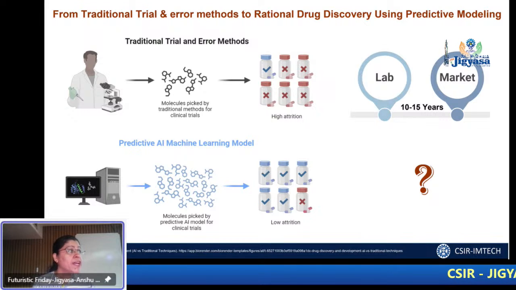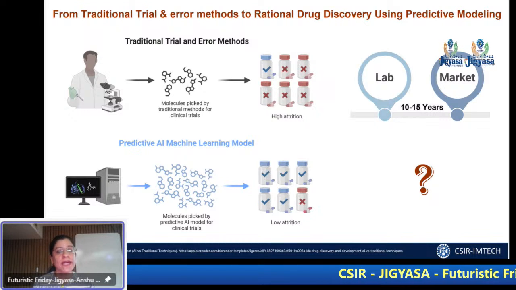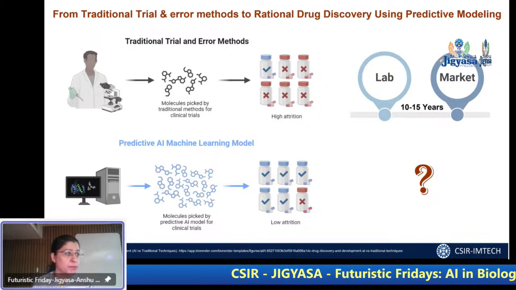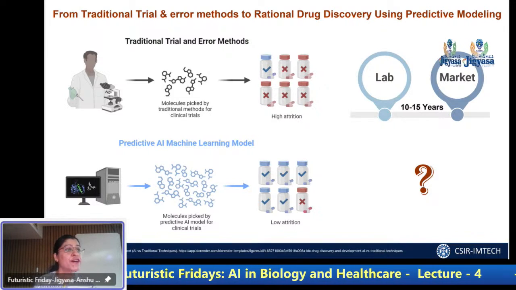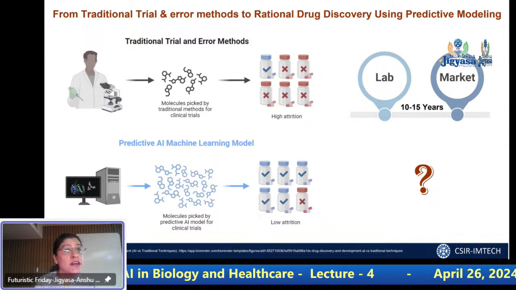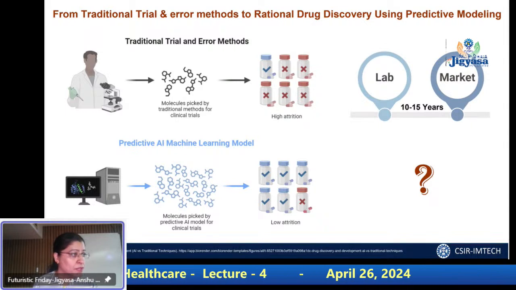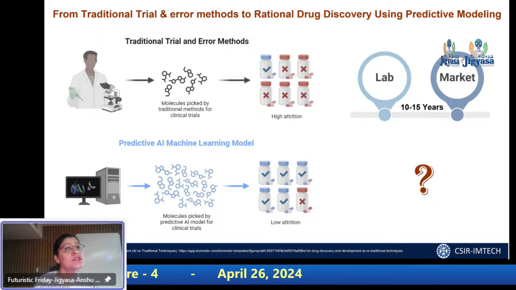How? Where is AI helping? How will it help to make drug discovery faster and simpler? Let us try and understand that today. But for that, we first have to understand what drug discovery means. So we all know why we take medicines. Why do we take medicines?